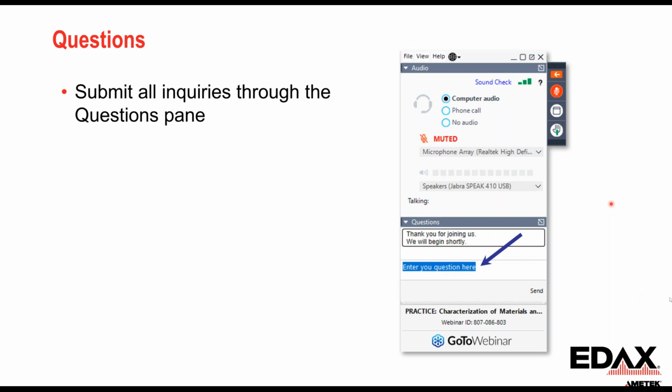There's a question here regarding EBSD. What can we do to have better indexing on highly deformed samples? There are a few different approaches. One is indexing with dictionary indexing, like I showed on the shot peen surface, that will help to improve your indexing. That's trying to address the quality of the pattern that's coming out of that.